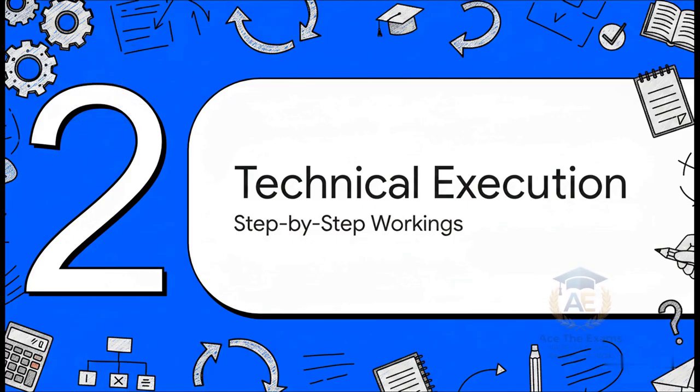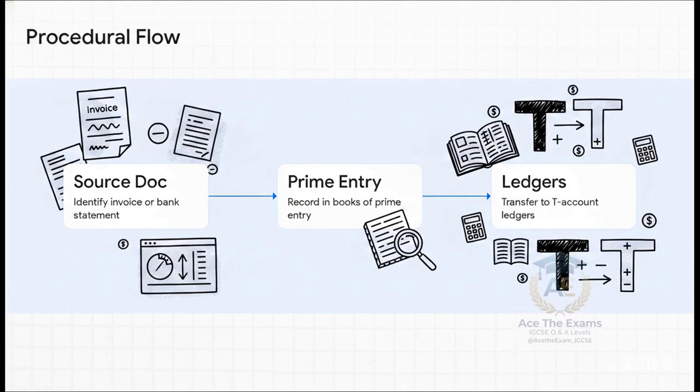We're going to look at the step-by-step procedural flow. Technical execution requires a really strict methodological approach to minimize errors. You need to trace the exact procedural flow. Let's use an actual IGCSE command word: prepare. Imagine the exam asks you to prepare the books of prime entry for a specific transaction. Let's say a business buys $500 of inventory on credit. What's your very first step?